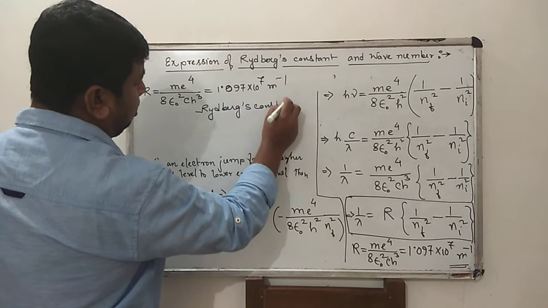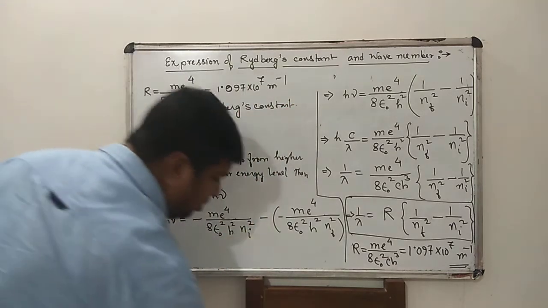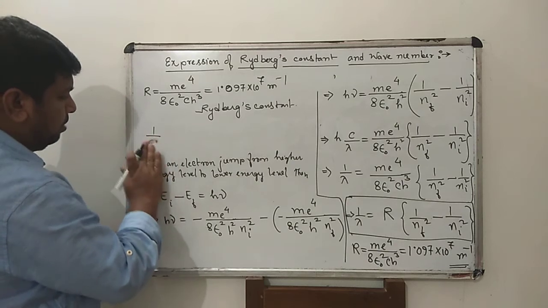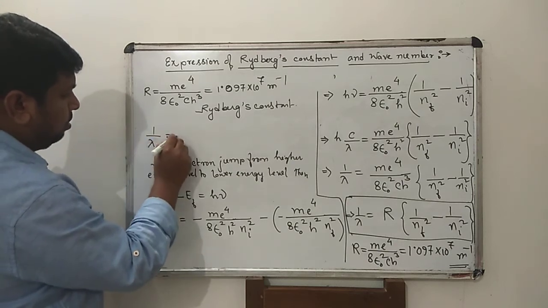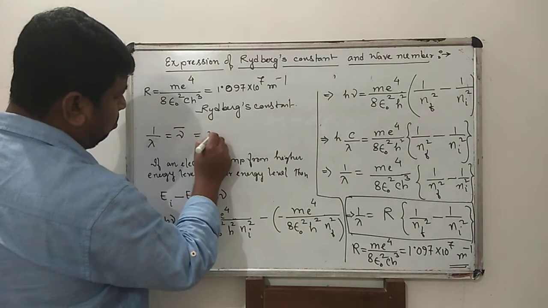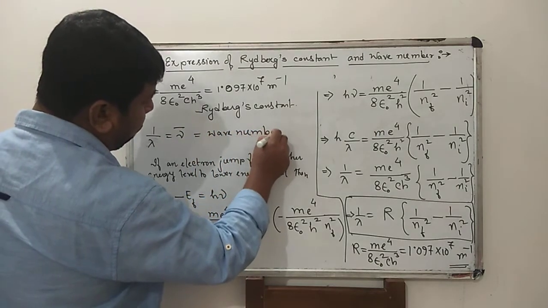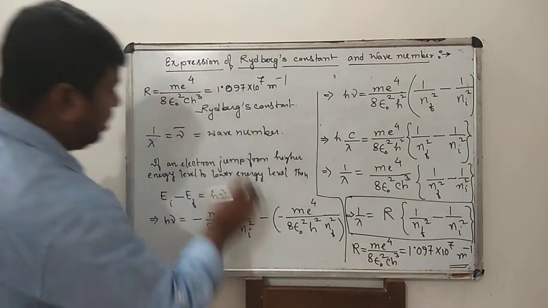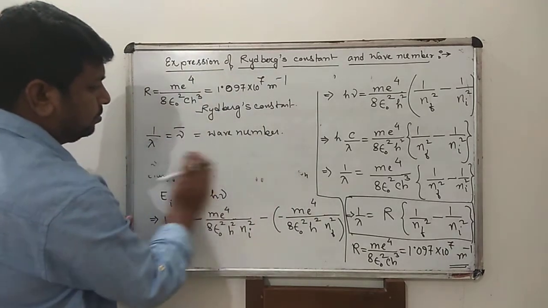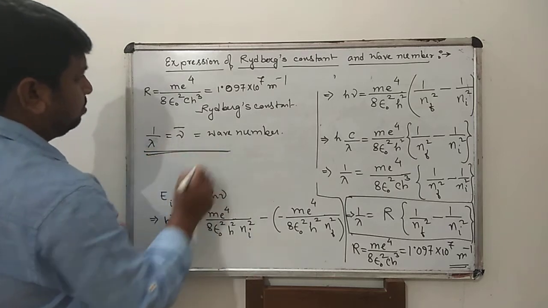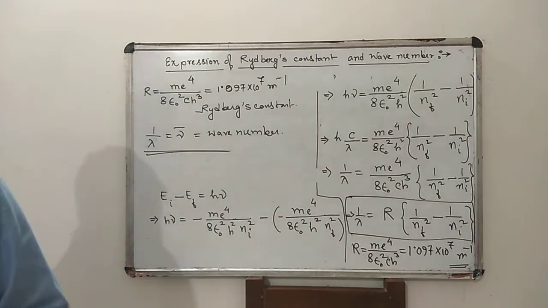Rydberg constant, and 1 by lambda is equal to nu bar, which is the wave number. So this is the expression of this. Okay, so here this part is complete: the expression of Rydberg constant and wave number.